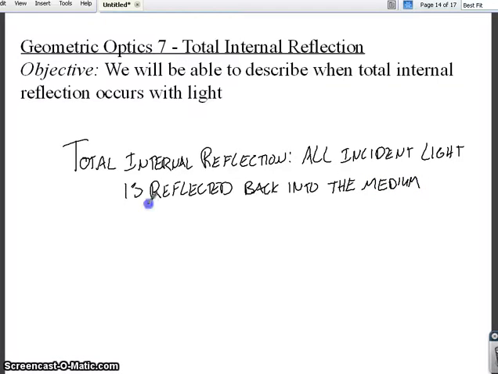And you might say, well, isn't that just reflection? But we're not using a mirror. We're actually going from one medium to another, and all light is being reflected. So let me show you a picture here.